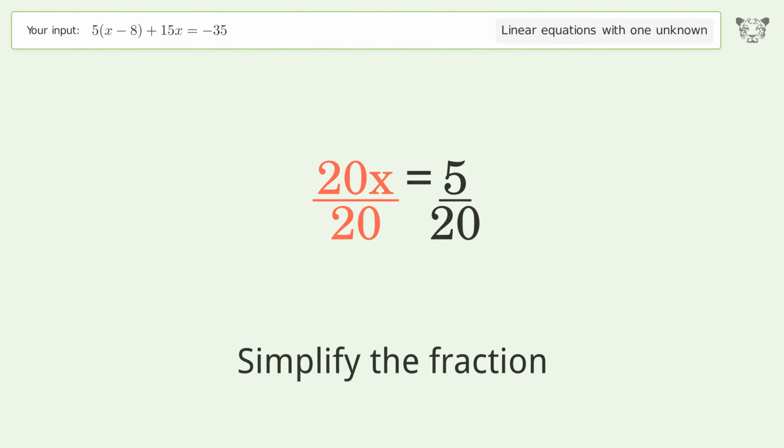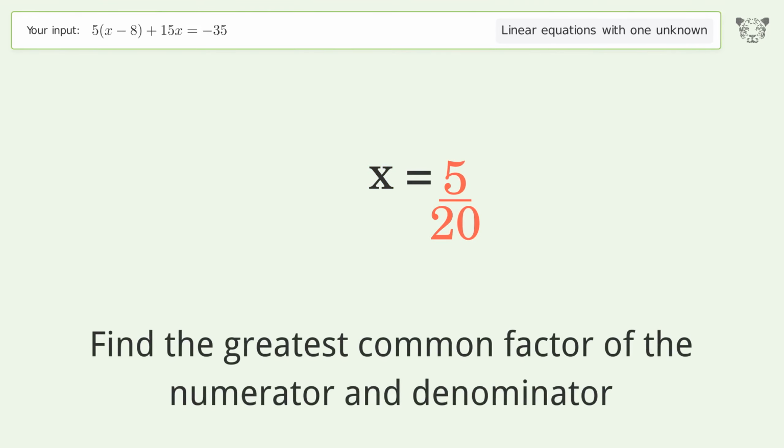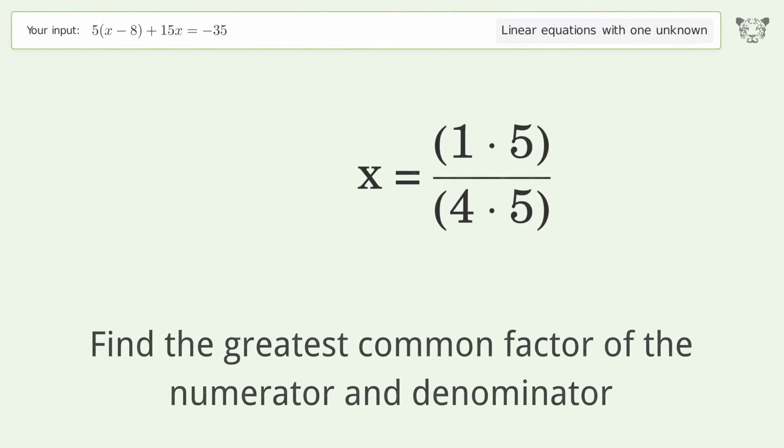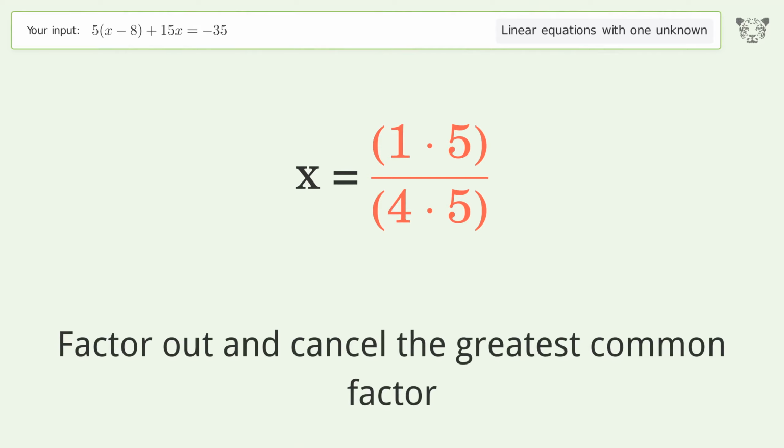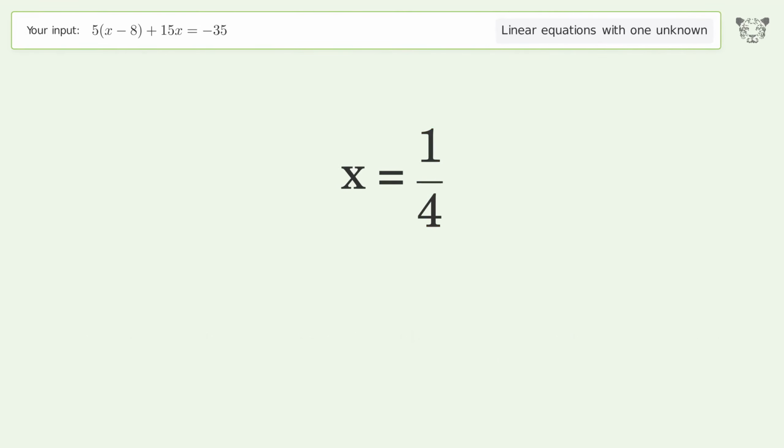Simplify the fraction. Find the greatest common factor of the numerator and denominator. Factor out and cancel the greatest common factor. And so the final result is x equals 1 over 4.